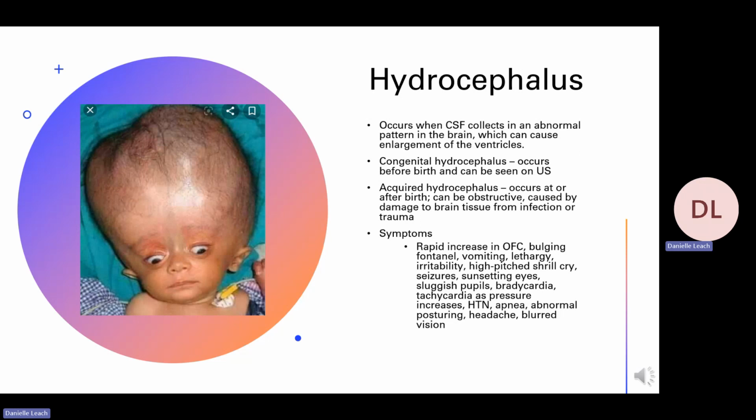They could also have tachycardia on the other end of the spectrum as the pressure continues to increase. They could have hypertension. They could have apnea and stop breathing. Abnormal posturing, like the decerebrate posturing. They could have a headache, and blurred vision.